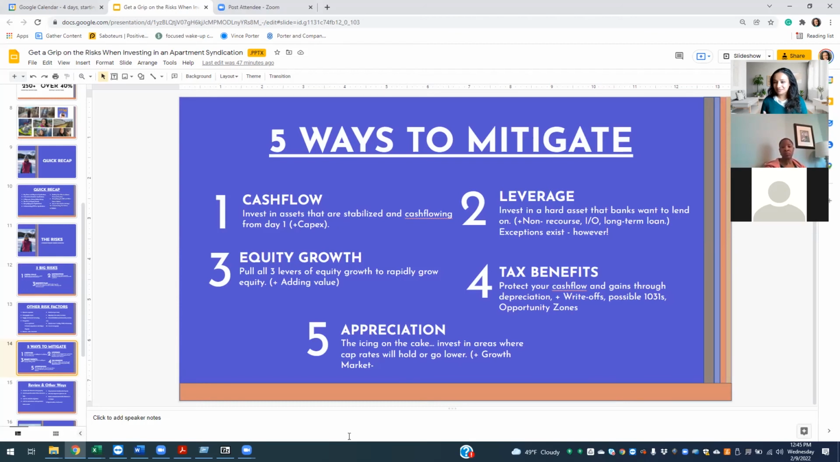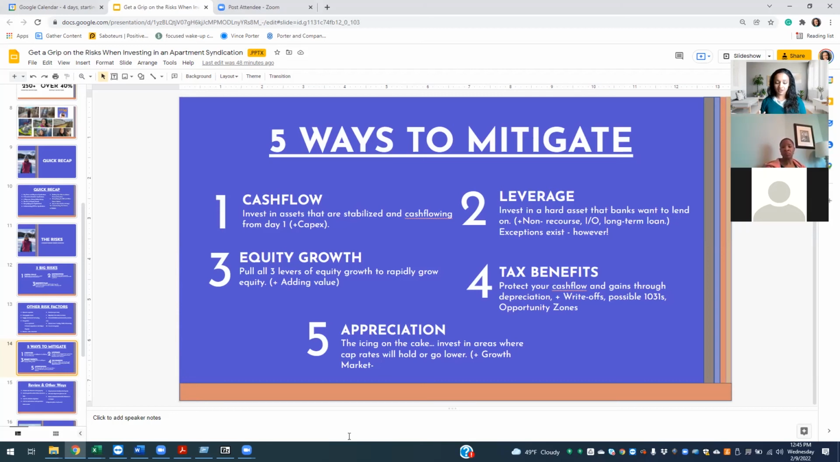And number four, tax benefits. That's another way to add padding to the deal, because your operating returns are protected via depreciation and cost segregation. This is in a section on tax. Then your gains can be protected either by reinvesting in a syndication, by investing in an opportunity zone, or potentially doing a 1031. There's a lot of complications to that, but it is another way to add more of that padding to the deal. And number five, appreciation.